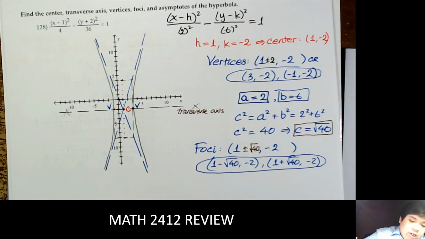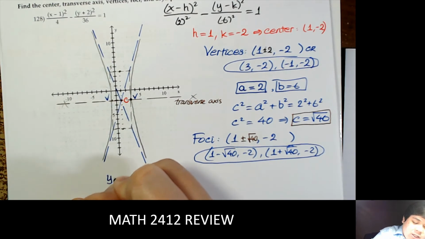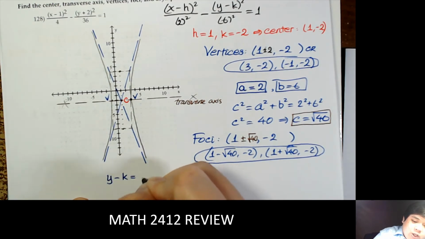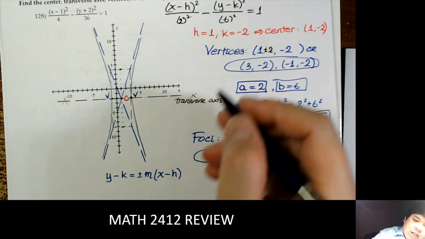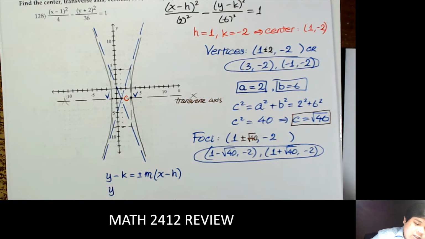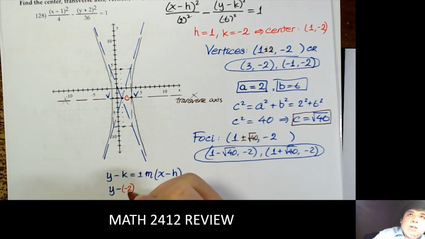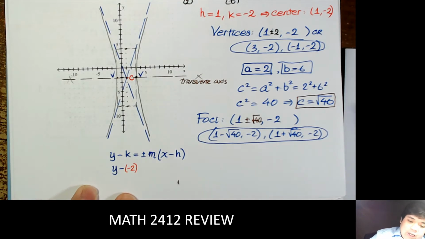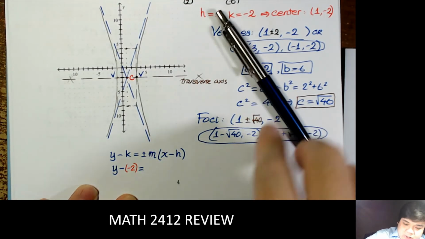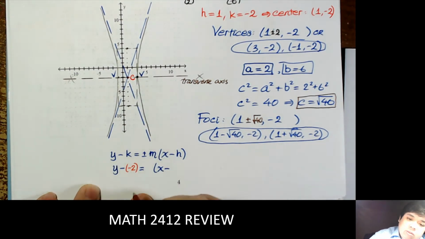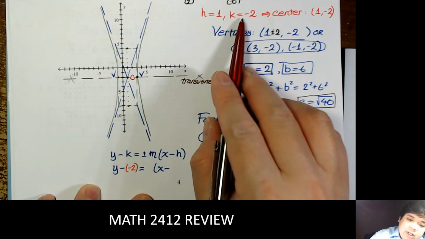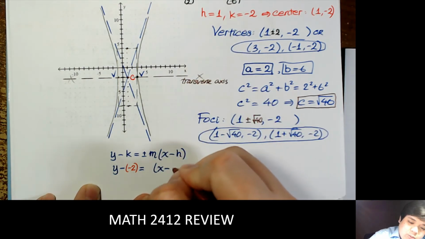And finally, the equation of the asymptotes. So the asymptotes is going to be y minus k equal to plus or minus the slope m times x minus h. So k is negative 2, so y minus negative 2 equal to the slope, determine that in a minute, times x minus 1.